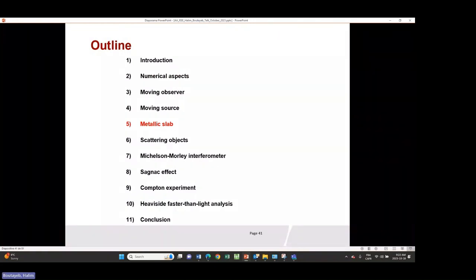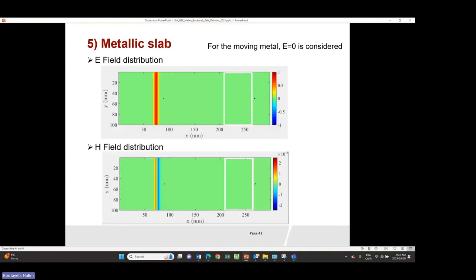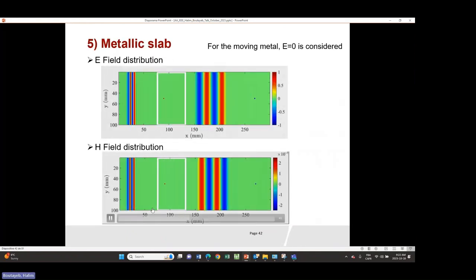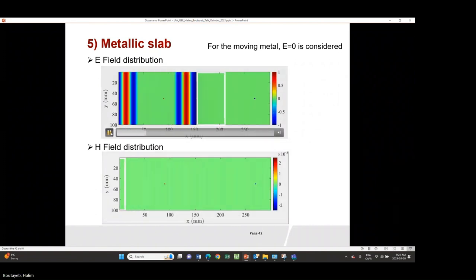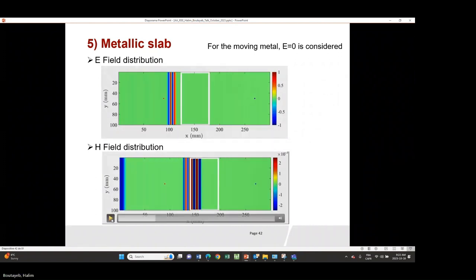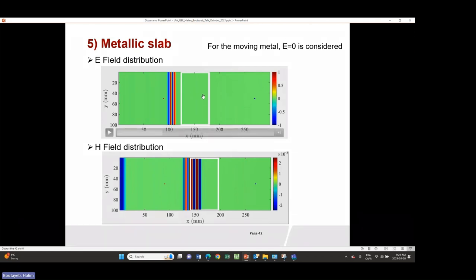Now I will talk about the metallic slab. For the moving metallic slab, we found a very interesting result, and I'm going to present it now. So what happened here? Here we show the electric field distribution, and here the magnetic field distribution. We consider that the electric field equals zero in the moving metal. Later, I will talk about another boundary condition for the metal. Here we consider it equal to zero. So we have E equals zero and it's moving.